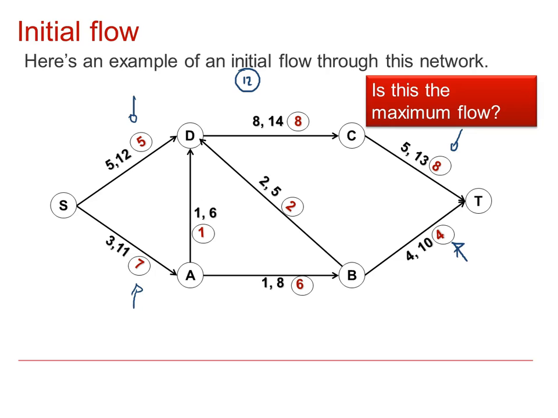Well, we can have a look, and clearly not, because you can see, for example, that from S to D, C and T, these are not at their maximum capacities. So we've got a capacity of 12 on SD, on DC 14, and CT we've got 13. So we're not at capacity yet. So we now need to look at flow augmenting paths to see if we can make improvements to the current flow of 12.